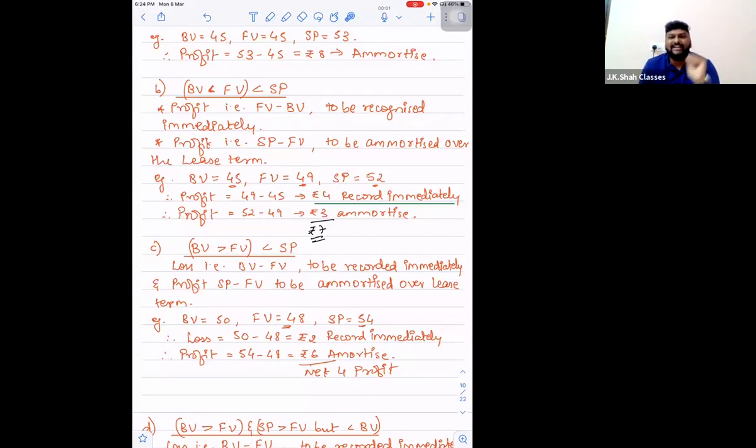But we don't show directly net 4. We will show impairment loss separately, and then whatever portion of the selling price is greater than fair value, that is a profit that has to be amortized. So that is why all these bifurcations are shown.